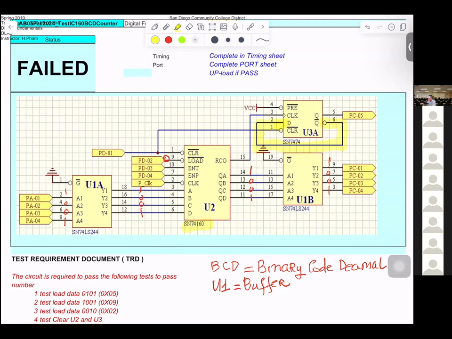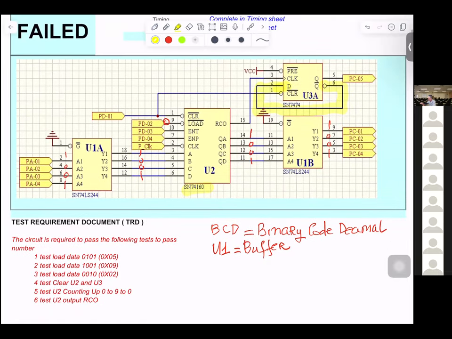Who knows? Well, it's toggling. Perfect. You're very good.